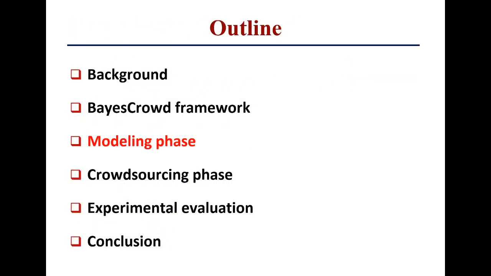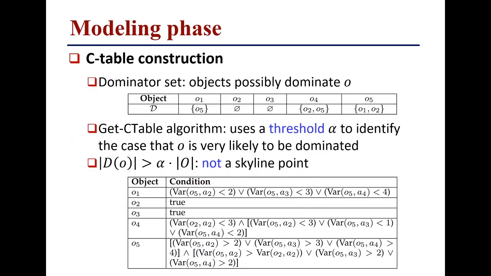Now I describe the details in the modeling phase. We show the details of C-table construction in modeling phase. First, the dominator set contains all objects that may dominate an object O. We can derive the dominator set on the sample movie dataset as the figure shows. When the dominator set is obtained, we start to construct the C-table. In particular, the condition of an object is the condition of an object to be a Skyline point.